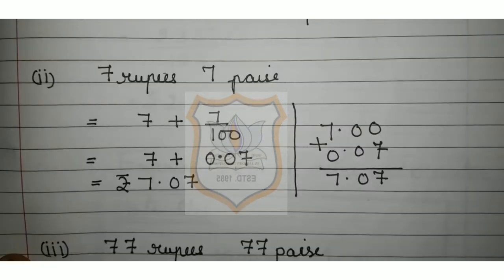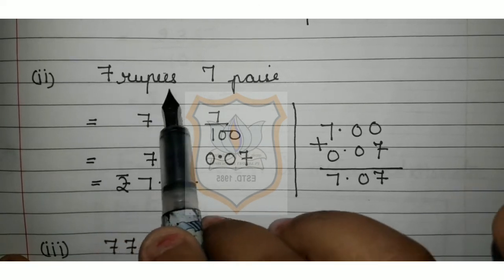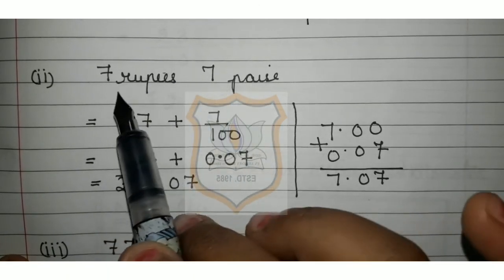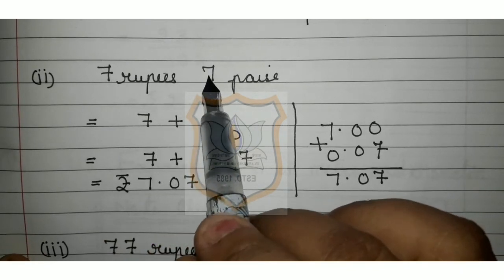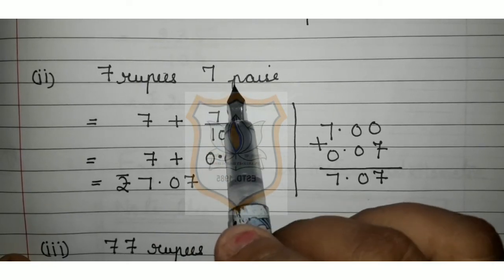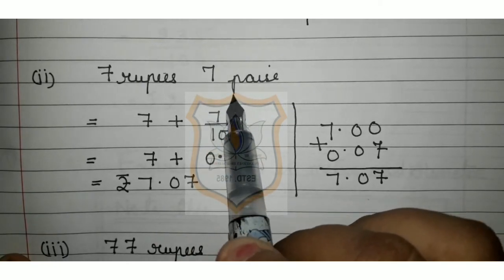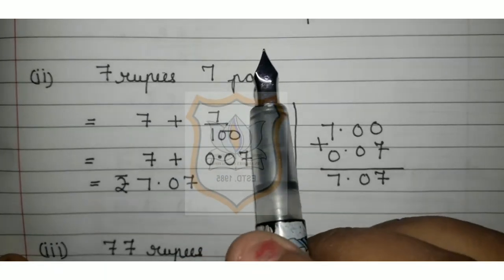The second part of question number 2 is you have to convert 7 rupees 7 paisa into rupees using decimals. This 7 rupees is already in rupee form. So, we will convert this 7 paisa into rupees. To convert this 7 paisa into rupees, we have to divide it by 100, because 100 paisa is equal to 1 rupee.